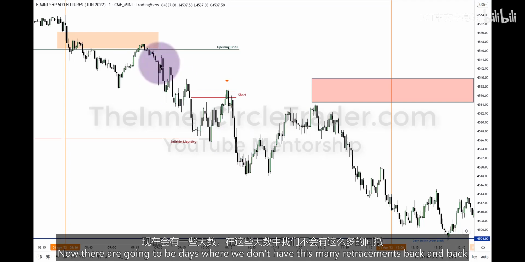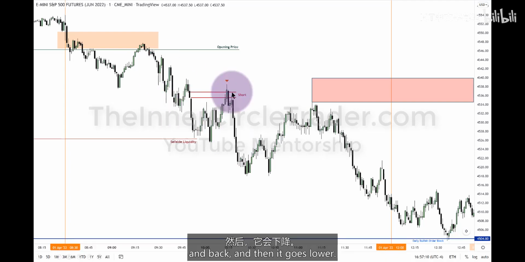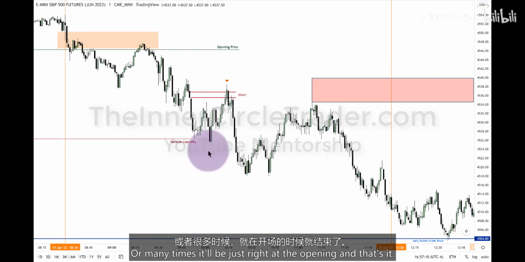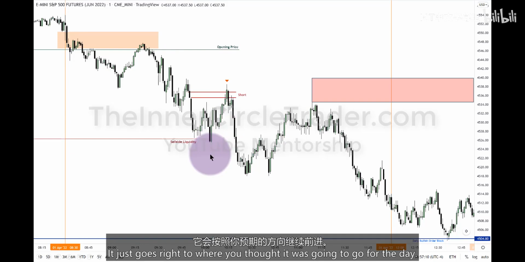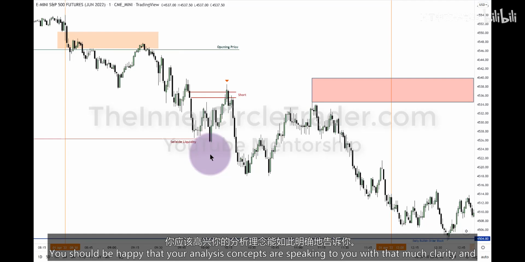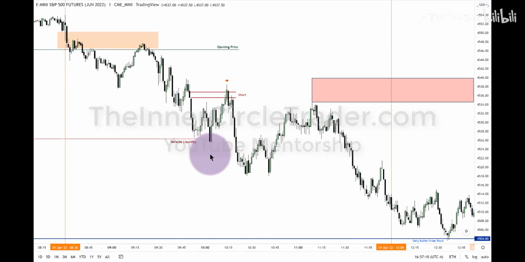Now, there are going to be days where we don't have this many retracements back and back and back and then it goes lower. It'll be just one or two and it just keeps on going. Or many times it'll be just right at the opening and that's it. You missed it. It just goes right to where you thought it was going to go for the day. And you can't get mad about that. You should be happy that your analysis concepts are speaking to you with that much clarity.